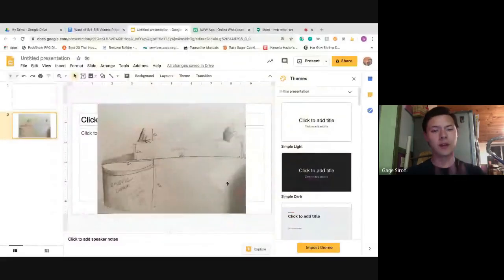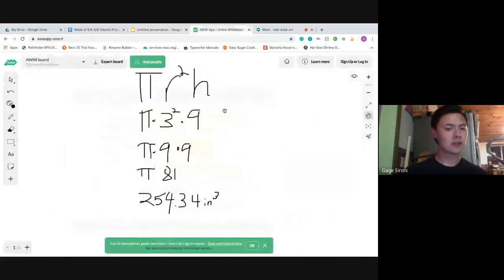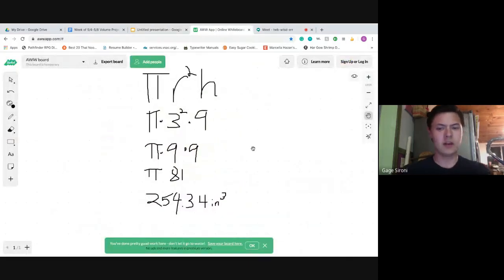All right, and then from this image, we're going to go over here, and I'm just going to walk you through the different math steps that I used to calculate my volumes. So here we have volume of a cylinder, pi radius squared times h. So my radius was 3 inches times pi times 3 squared times 9, pi times 9 times 9, pi times 81, which is 254.34 inches cubed. Remember, volume is always in units cubed, and since I started writing in inches, I'm going to stick with inches cubed.